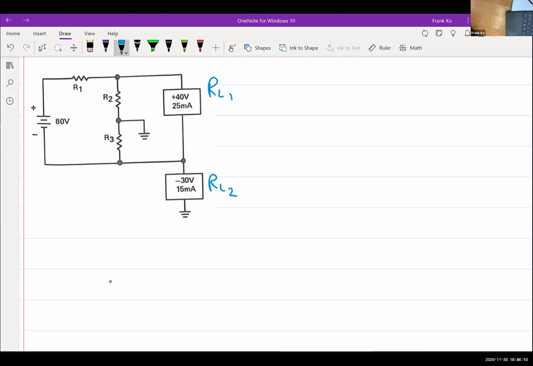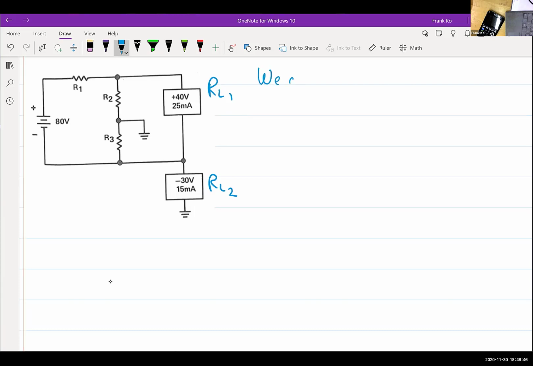RL2. I'm sorry, what's that? On RL2, that's negative 30 volts. Right? That's negative 30 volts with respect to ground. Correct. That's the terminology we use. So if we go back to our definitions, which one of these load resistors is physically connected to ground? Is RL1 connected to ground? No. Is RL2 connected to ground? Yes. And is there a resistor that is in parallel with it to ground? Yes. And which resistor is that? R3. Correct.